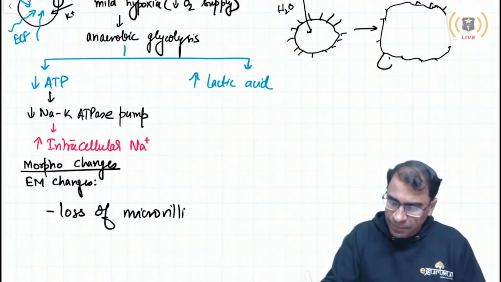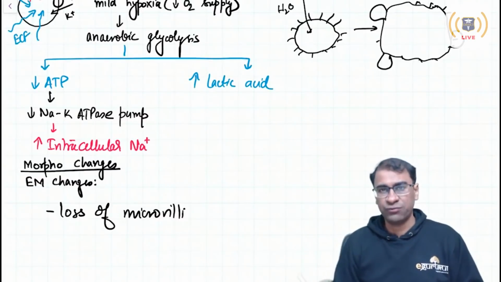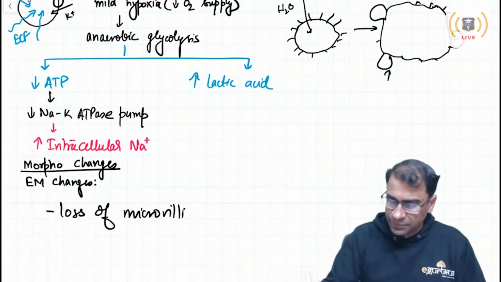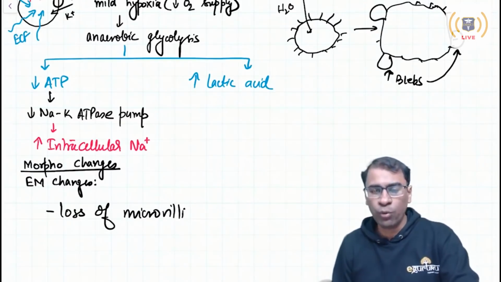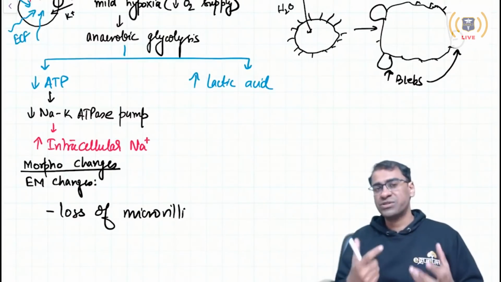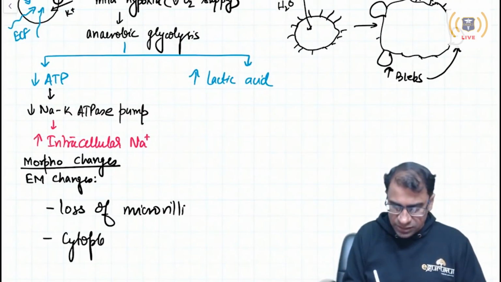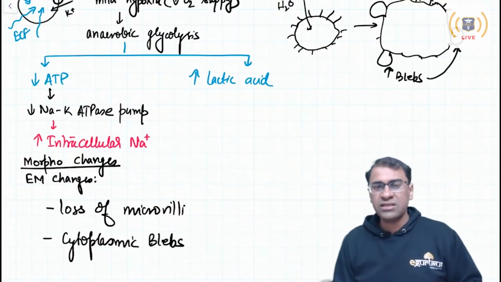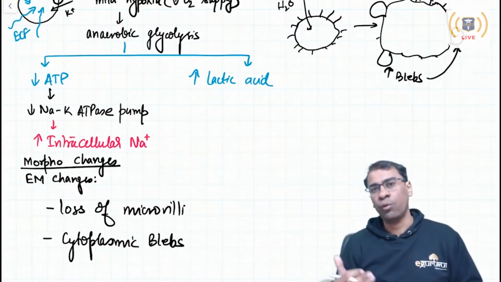Then what happens? There's a bleb formation like this. These are the blebs, B-L-E-B-S. Now, why are there blebs here? Because the cell wants to accommodate more and more water. To accommodate more and more water, it will make blebs. The blebs can accommodate more water. So, the next finding is cytoplasmic bleb formation.